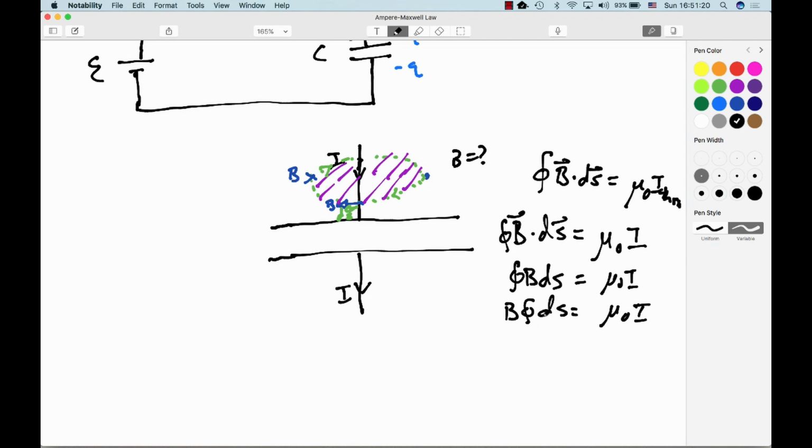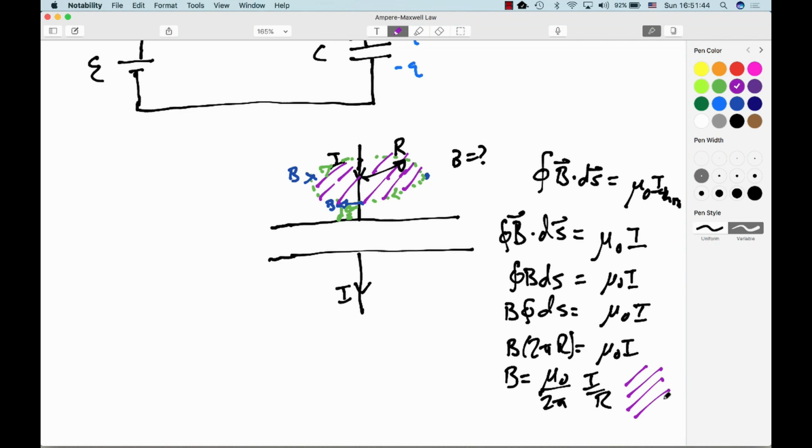And this will evaluate to 2 pi r, where r is the radius. So this will be B times 2 pi r equals mu naught I. And so finally we can write that B is mu naught over 2 pi, I over r. And that is for our choice of purple surface.